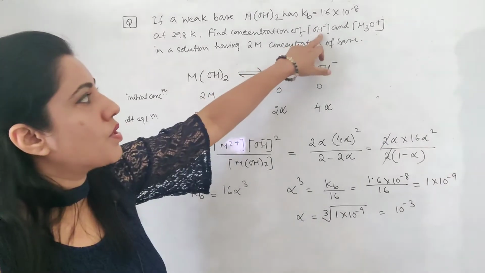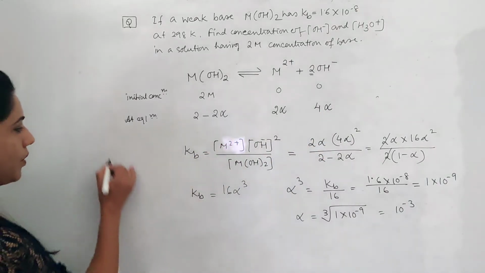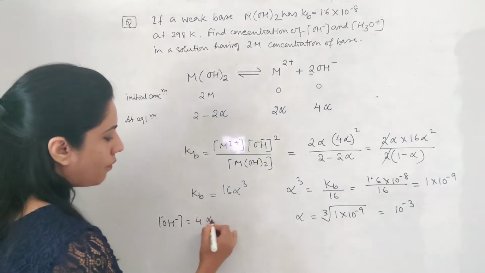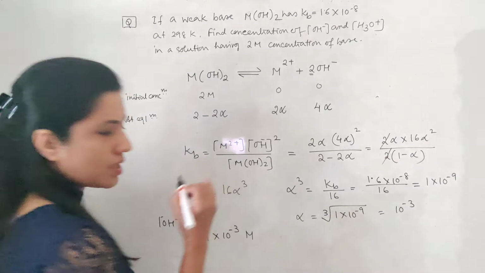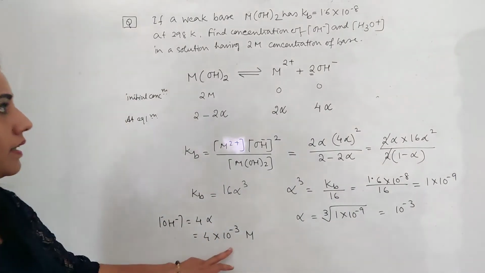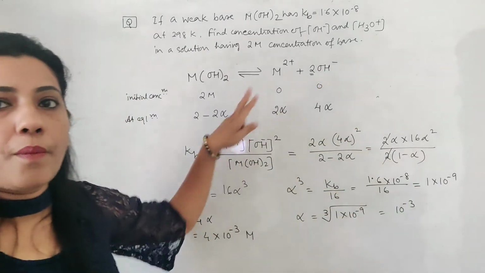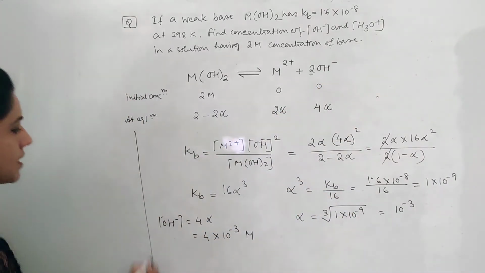We have to find out concentration of OH minus, which is 4 alpha. So put the value now. Concentration of OH minus is equal to 4 alpha. So that is 4 into 10 raised to power minus 3, and the concentration is taken in molar. So we got this. Now we have to get the concentration of H3O plus, which we will not get from the equation. We will get it from the ionic product of water.